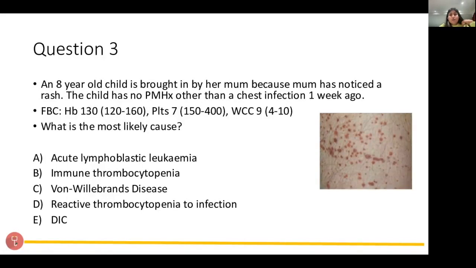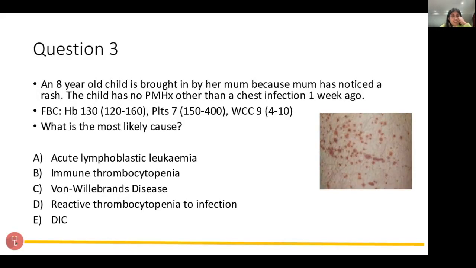And then, the correct answer is immune thrombocytopenia. Reason being, this is just a condition that is very common in children and much more common in children than adults, and tends to have a very clear trigger to causing it. So in this case, this child had a chest infection just a week ago.